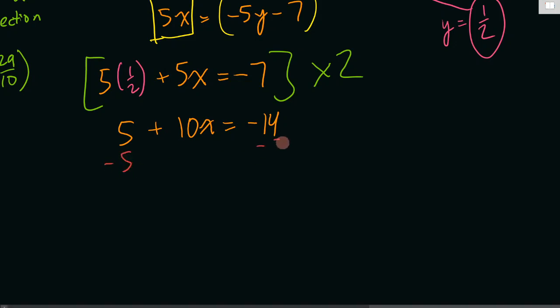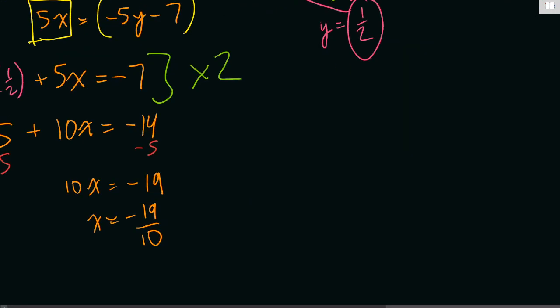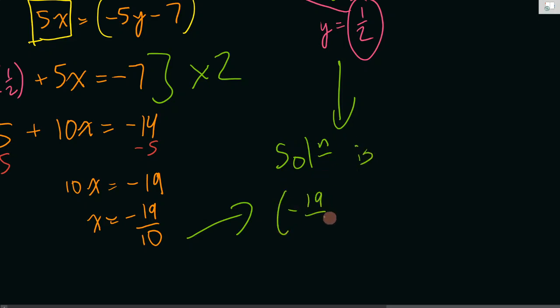Minus 5, minus 5. So 10x equals negative 19. So x is negative 19 over 10. So put these two pieces together, and your solution is negative 19 over 10, comma, a half. That is solving by substitution.